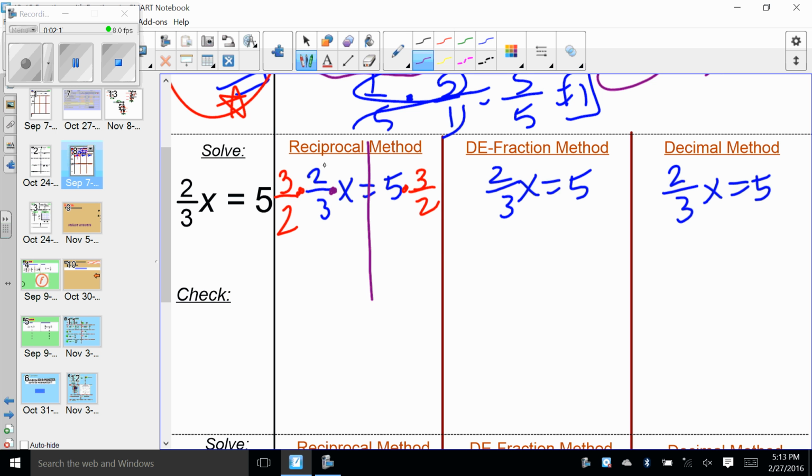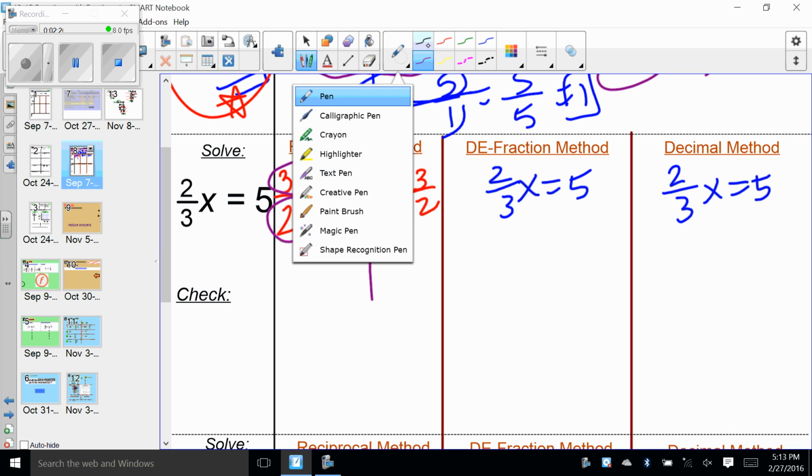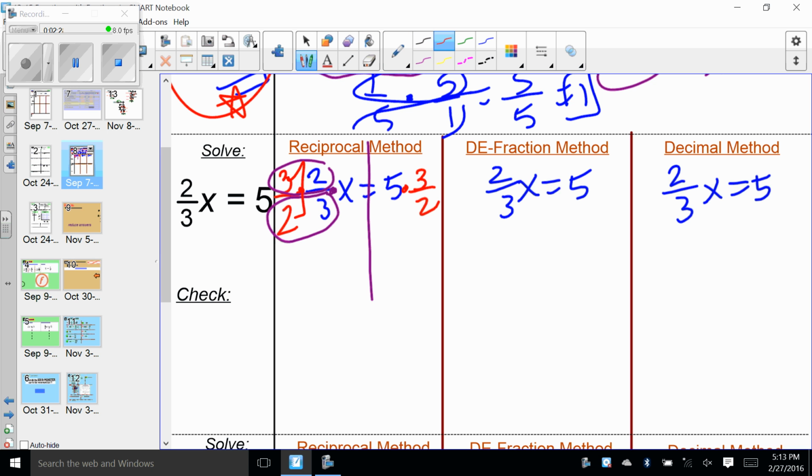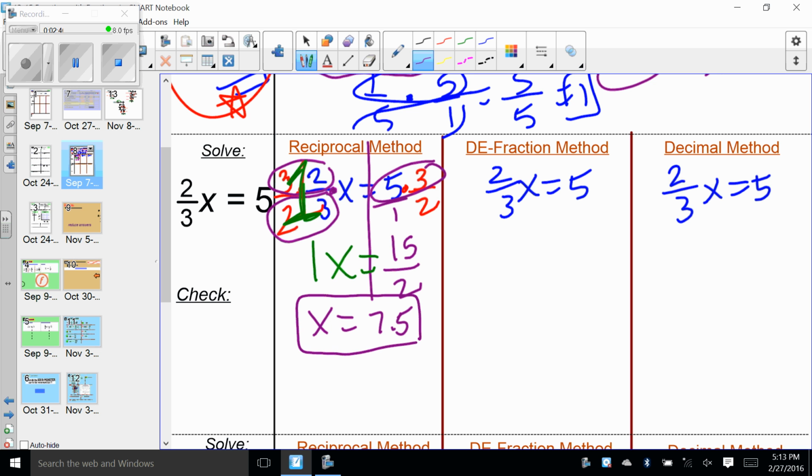Then to clean it up, I have 3 times 2, which is 6, over 3 times 2, which is 6. And what we've just talked about, 6 over 6 gives us 1, which is what reciprocals do for us: they give us 1. So we have 1x equals. On the right-hand side, we have a 1 on the bottom, which gives us 15 over 2. So our x is equal to 15 over 2. And if we were to put that in our calculator, we get 7.5, or 7 1/2.